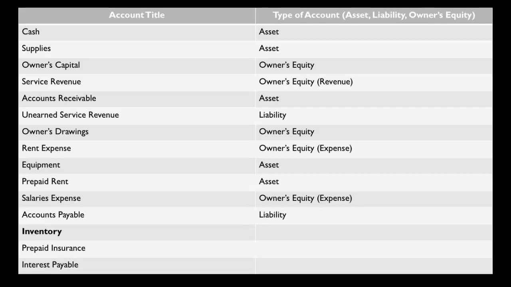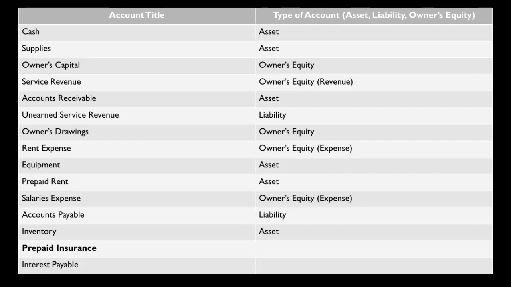Now, inventory. Inventory is going to be what a company can sell, right? So let's say we are Staples, right? So we sell printers and notebooks. Those printers and notebooks are our inventory. So inventory is going to fall under an asset, because that's something that a business has that helps them run the business.